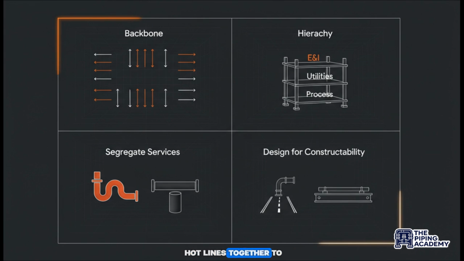Third, segregation. We group hot lines together to manage insulation, and we place them high to allow for expansion loops, while the heavy lines go near the columns to manage the load. And finally, always design for constructability. You have to plan for road clearance, and you must make sure that pipes can be lifted into the rack without weaving through the steel bracing.